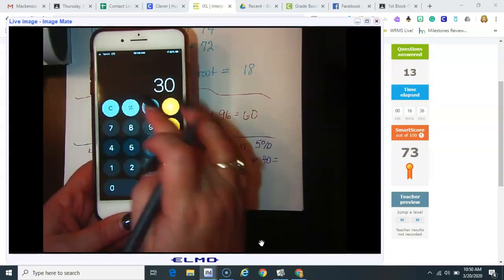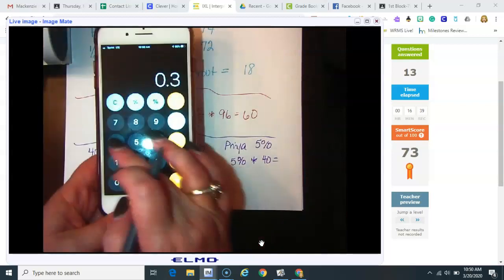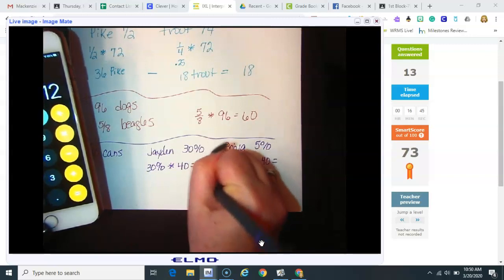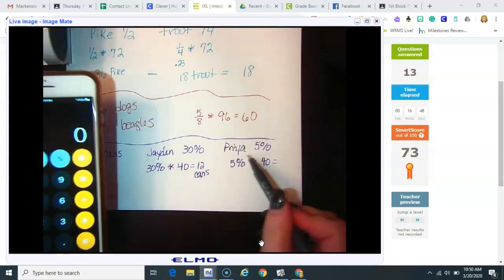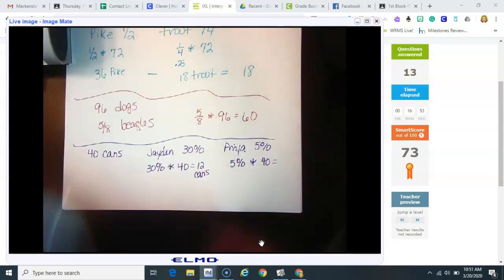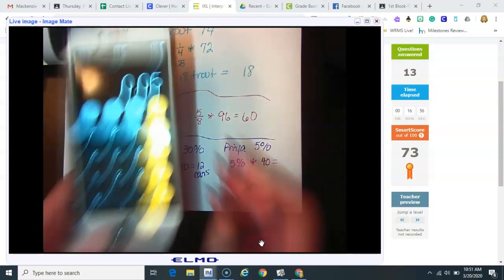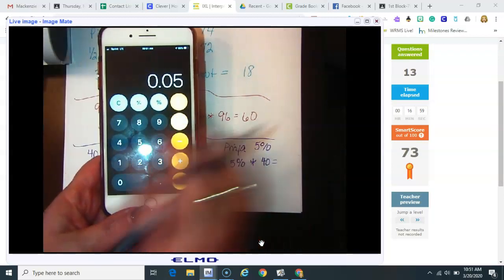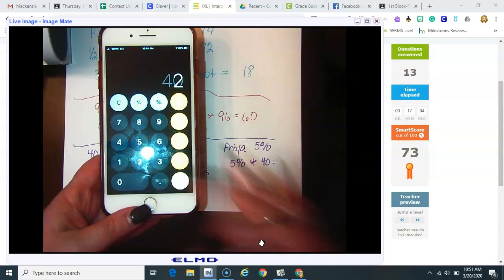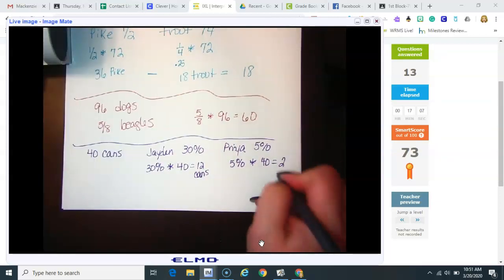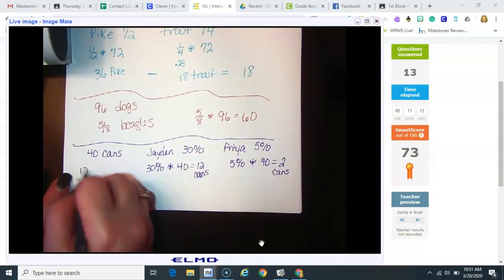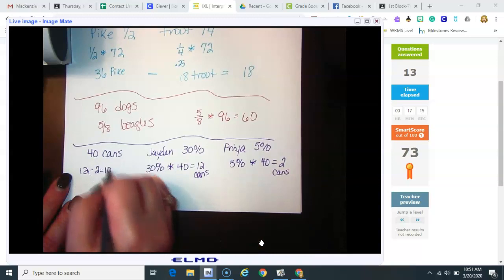So 30% times 40 cans. So Jaden was 12 cans. Priya is 5%. So 5% of 40. 5% times 40. I'll start that over. 5% times 40. And that's 2 cans. So then I would say 12 minus 2 is 10 cans.